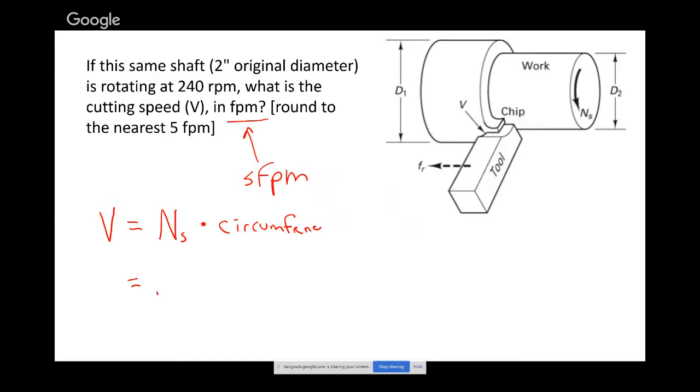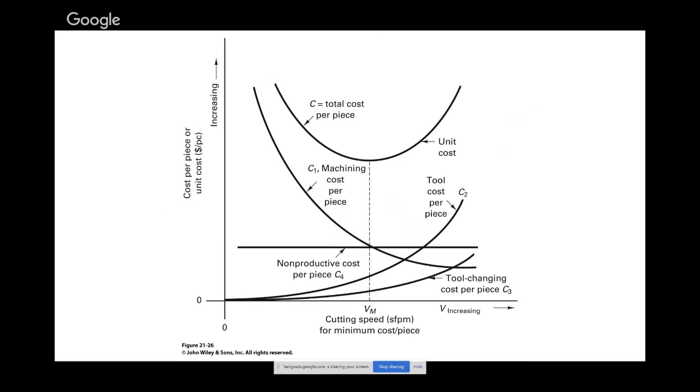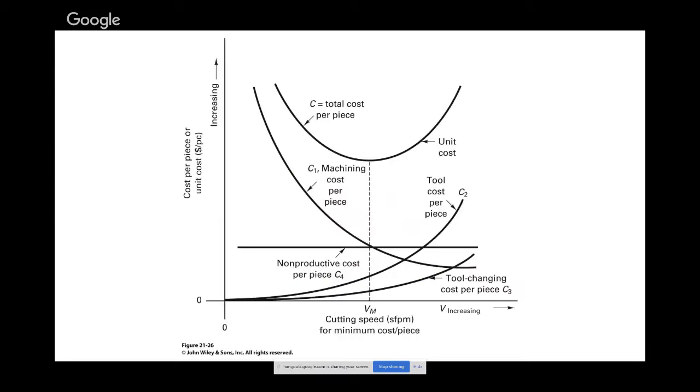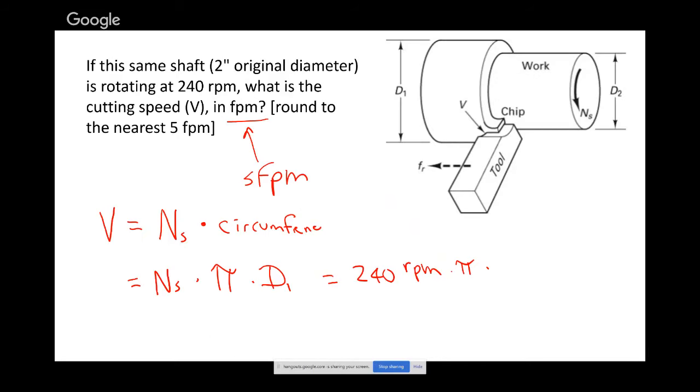Okay, or in other words, our rotational speed times pi times d1. Okay, and so that's going to be our 240 RPMs, and then pi times d here, this is 2 inches.